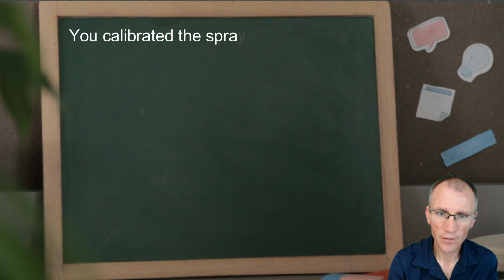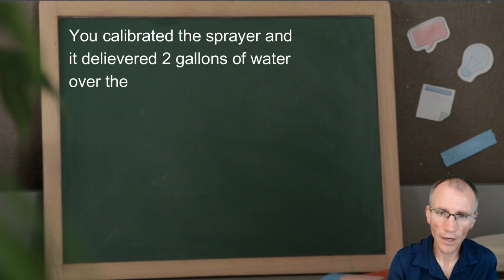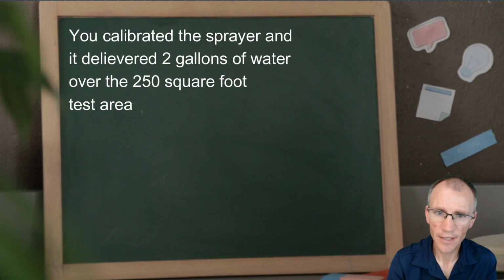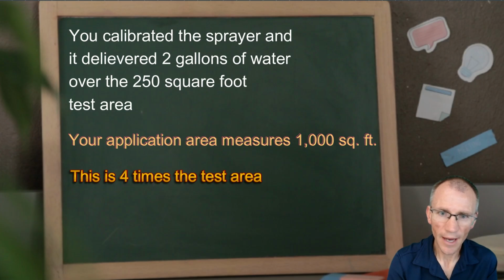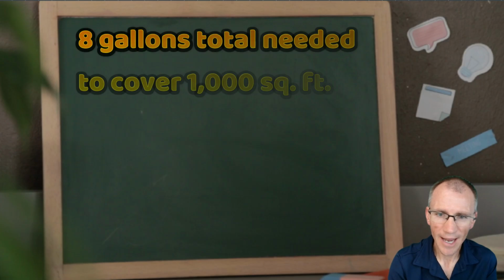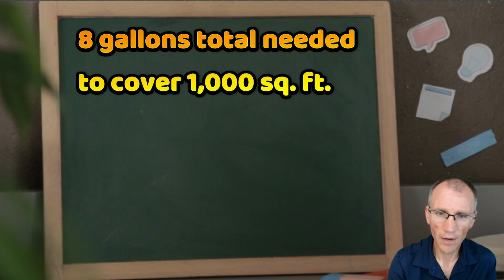And I hope everybody understands this. So many people don't understand how to do this in the field, and they definitely failed this question on core exams. Remember, you calibrated the sprayer. It delivered 2 gallons of water over a 250 square foot test area. Your application area measures 1,000 square feet. This is 4 times the test area. So we already know what the test area was in square feet, and we know the application area is 4 times the amount of that square footage. Therefore, making it really simple, you need 8 gallons of spray mixture to cover 1,000 square feet.